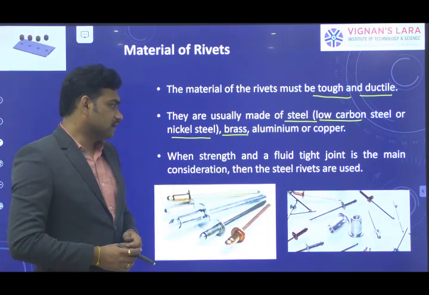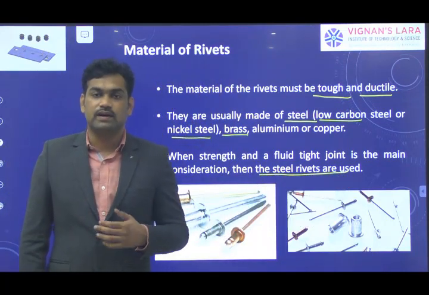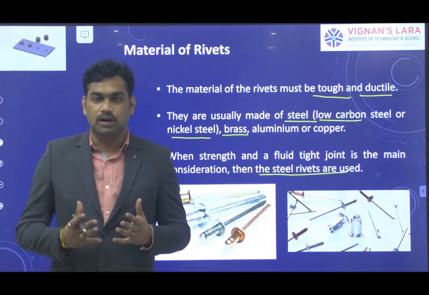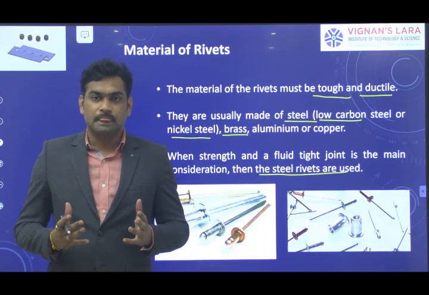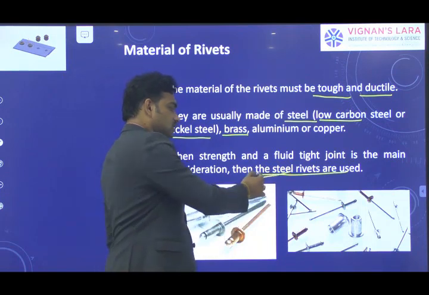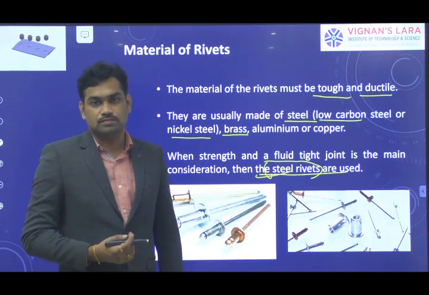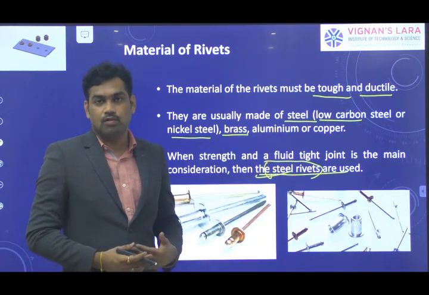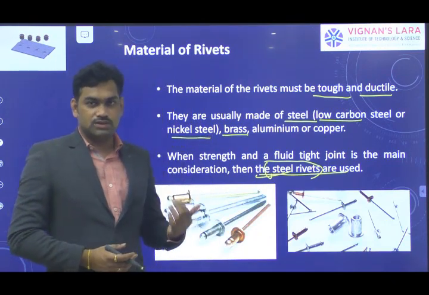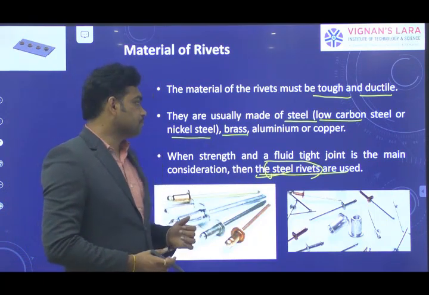For a fluid tight joint, steels are used in many applications, for example pressure vessels or the building of ships. We need the vessel or ship hull to have a leak proof joint. In those particular cases we generally go with steel rivets instead of non-ferrous metals like brass, aluminium or copper. So these are the generally used materials for rivets: steel, or if we go for non-ferrous, copper, bronze, brass or aluminium.